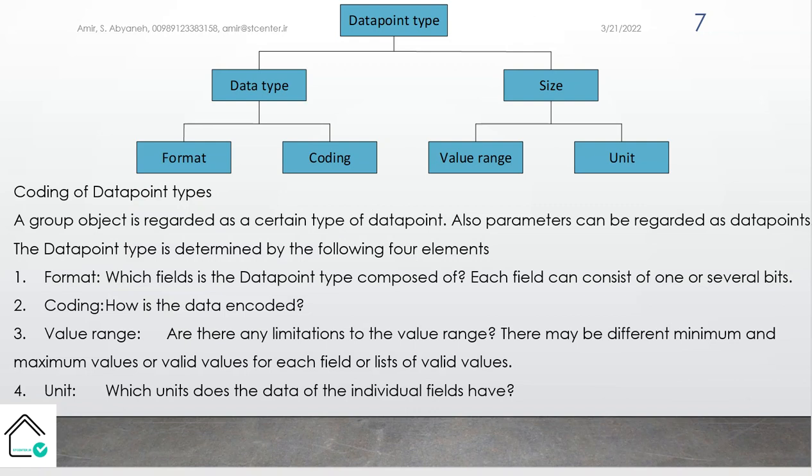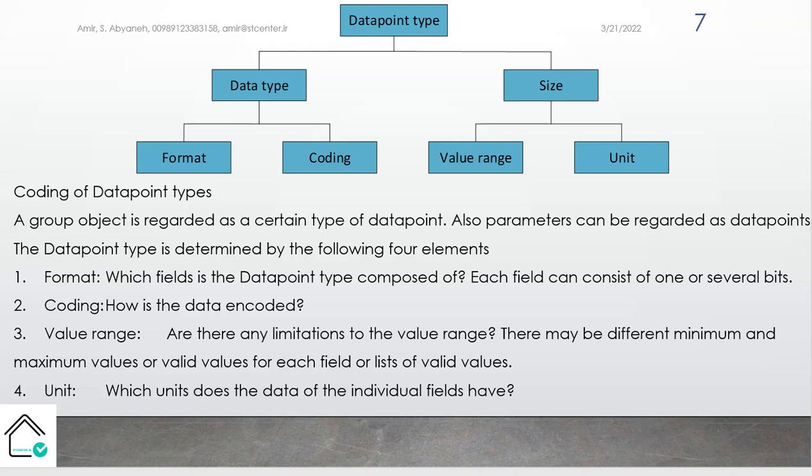Coding of data point type. A group object is regarded as a certain type of data point. Also, a parameter can be regarded as a data point. The data point type is determined by the following four elements. First of all, format. What is format? Format: which fields is the data point type composed of. Each field can consist of one or several bits.